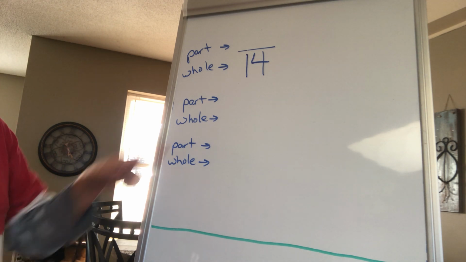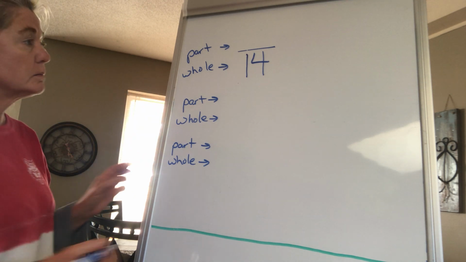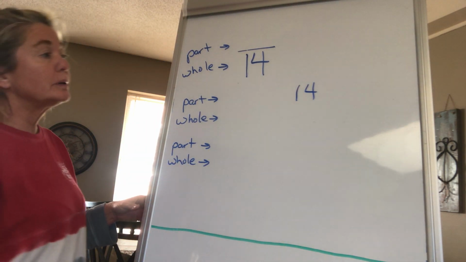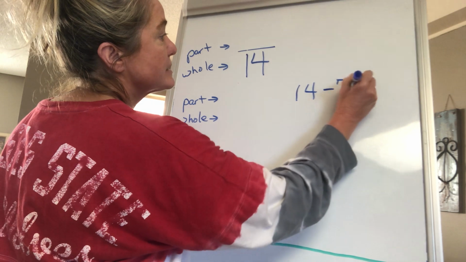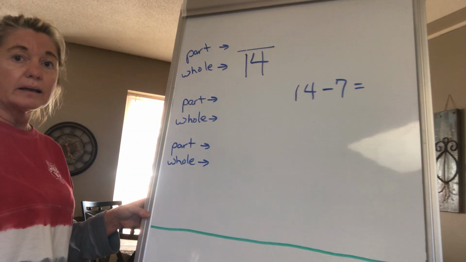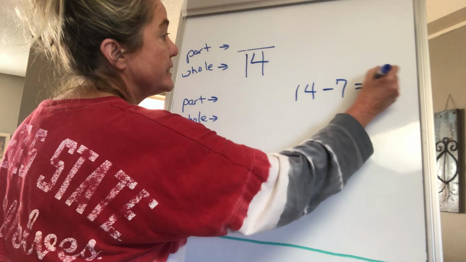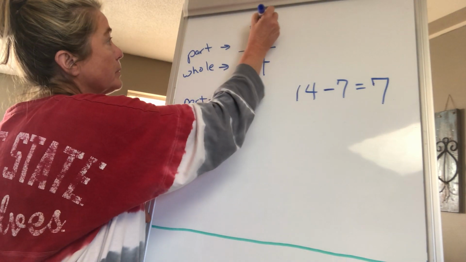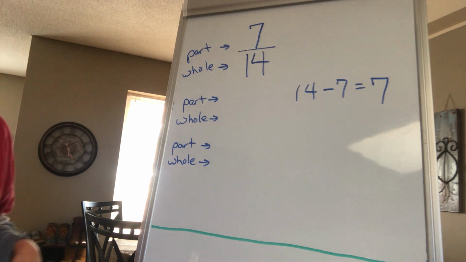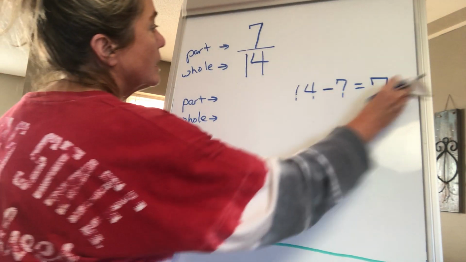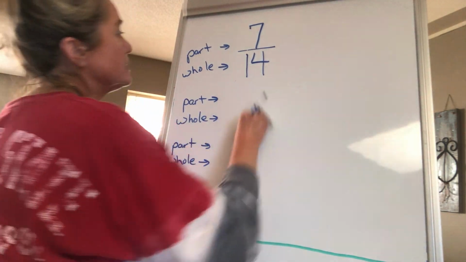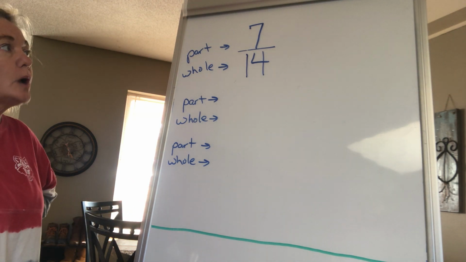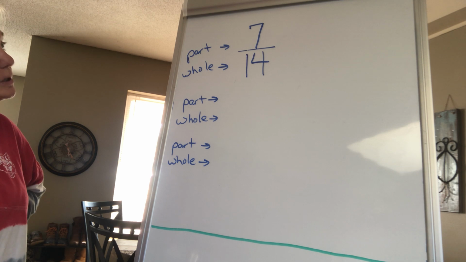Yeah, we know he had 14 pairs in all, and 7 of them were black. So if I take away the 7 that were black, 14 minus 7 leaves me 7. So there's also 7 pairs that are blue. All right, so we have our fraction. 7/14 of the socks are blue, but we need to make sure that it's in simplest form.